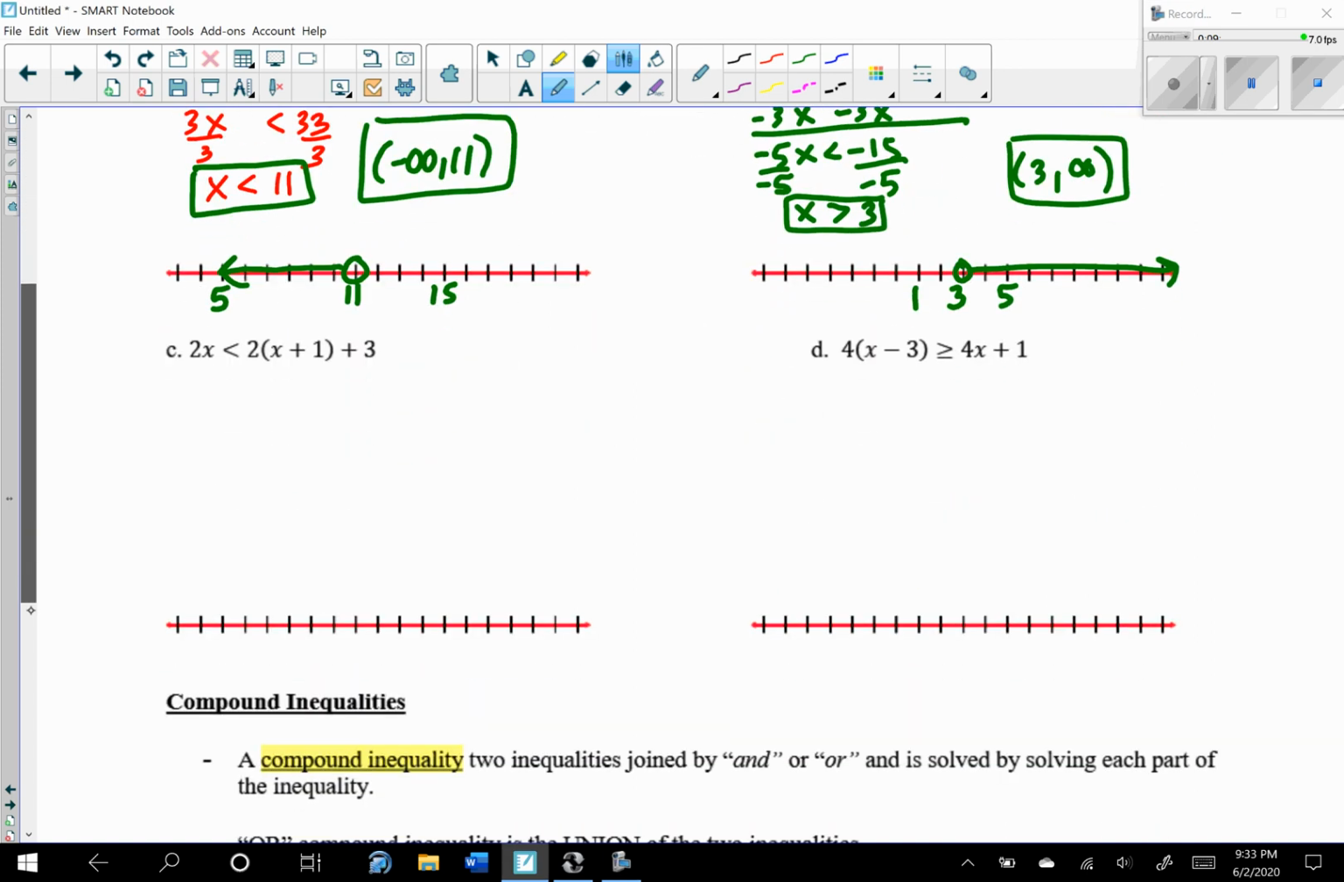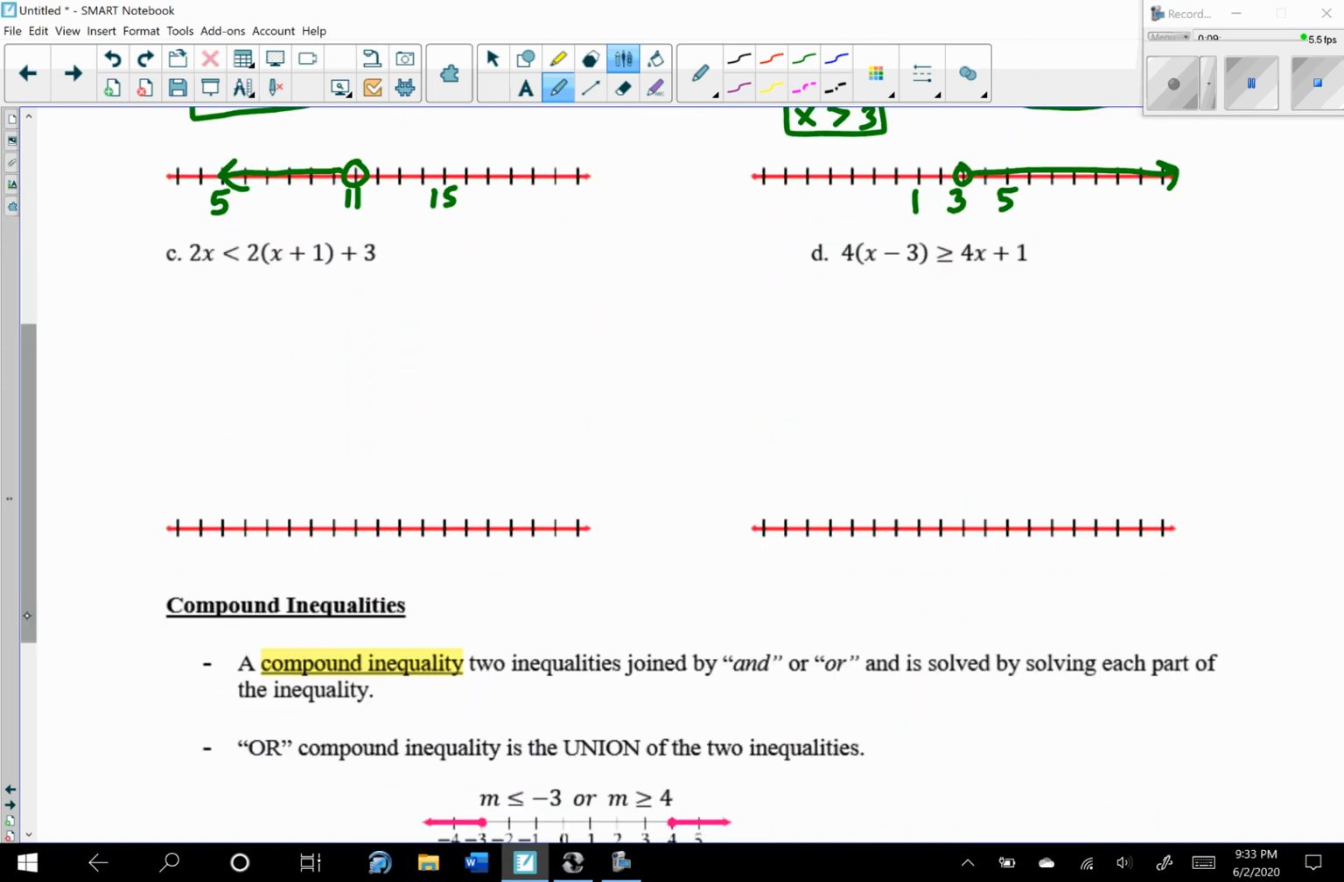So let's go ahead and look at the next one. So over here, we do the same thing. I'm going to distribute first. So 2x is less than 2x plus 2 plus 3. Combine your like terms. So 2x is less than 2x plus 5. And then here, we want to get our x's together on both sides. So I'm going to subtract the 2x. So we get 0 is less than 5.